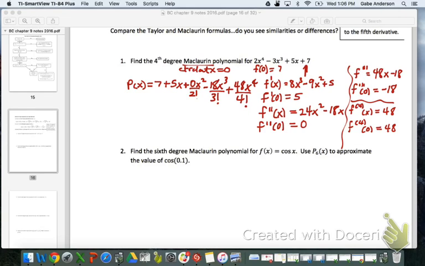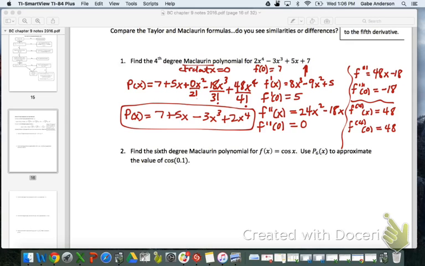Well, I think you're going to see that this works out great, because my polynomial approximation for my polynomial would be 7 plus 5x. That third term is just 0, so I'm not going to write that. 3 factorial is really 6, and 18 over 6 is 3, so minus 3x cubed. 4 factorial is 24, and 48 over 24 is 2, so 2x to the fourth. So it's exactly what we would expect. Shouldn't a polynomial approximation for a polynomial be that polynomial, right?